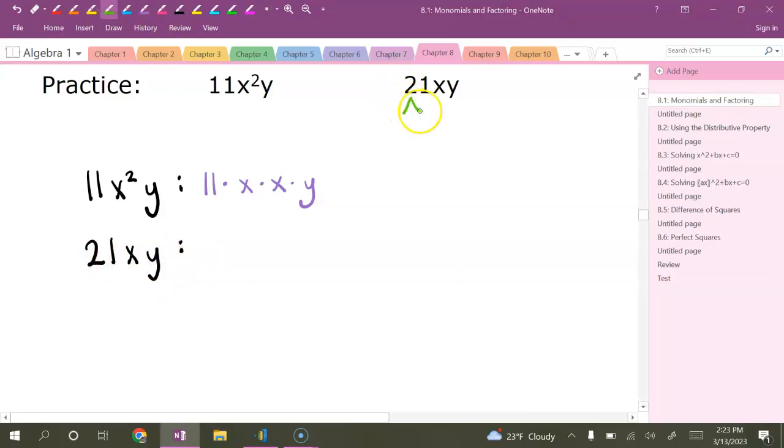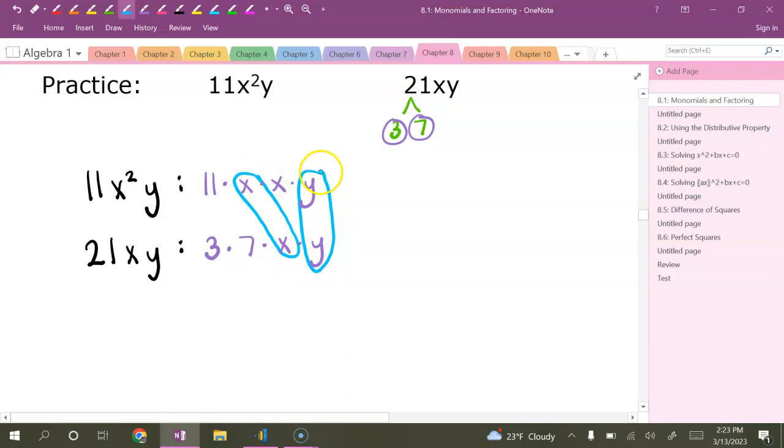So coming up here, I would have factored that to 3 times 7. Both of those numbers are prime. So I said 3 times 7 times x times y. They don't share any numbers. They only share letters. They share one x and one y. So for my GCF, I just wrote x times y, which would just be xy.